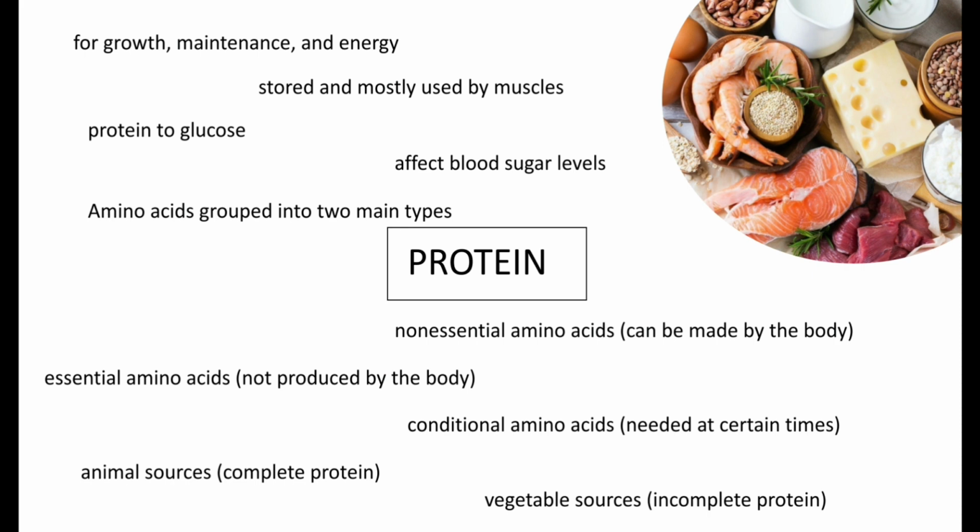Protein from animal sources is called complete protein because it contains 9 essential amino acids, while vegetable protein is considered incomplete because it doesn't have one or more essential amino acids.